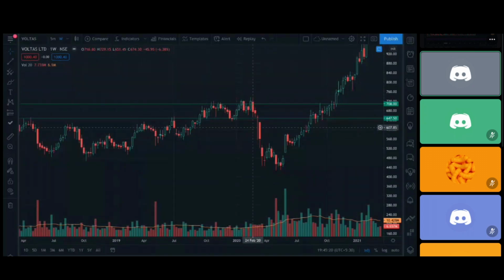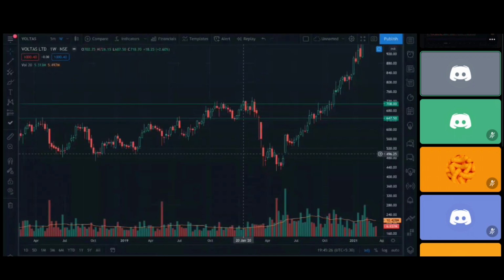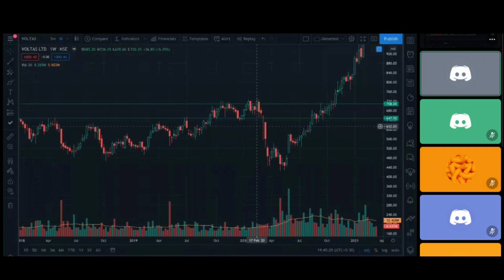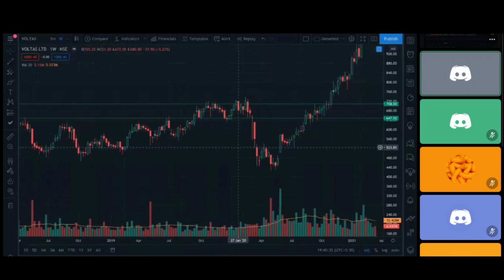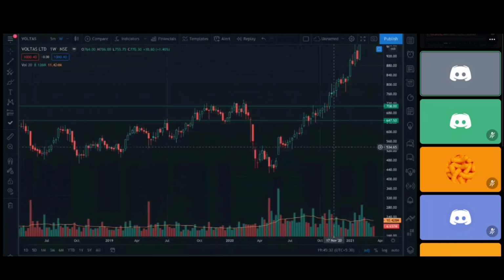And now once the support is taken out, the fall we'll see will be very sharp, right? Because the buyers lost control here and sellers were more dominant. So this is essentially, as you can call it, the concept of support and resistance.